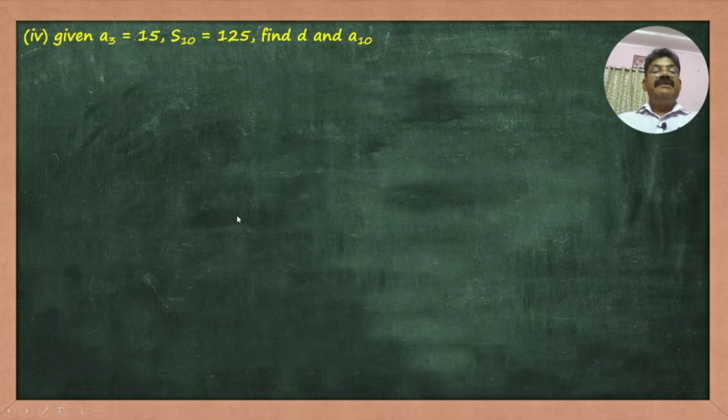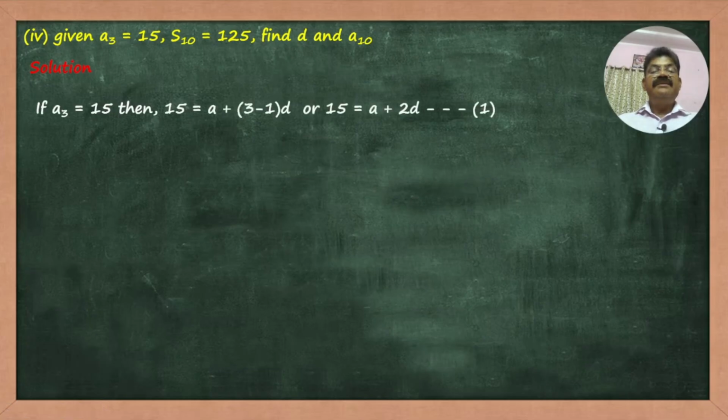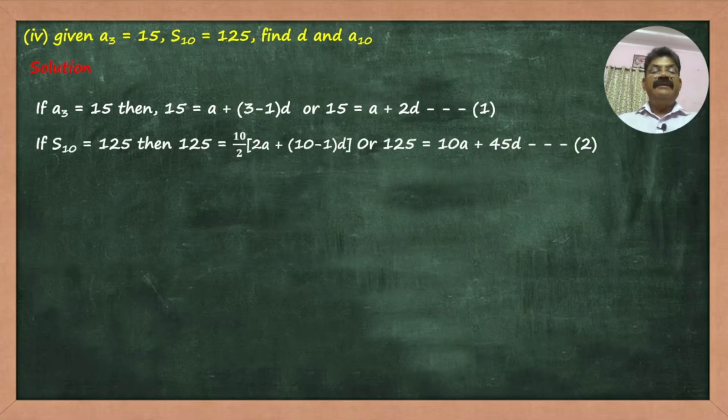Fourth problem. Given A3 is equal to 15, S10 is equal to 125. Find D and A10. So A3 is equal to 15 gives 15 is equal to A plus 2D. You call this equation 1. S10 is equal to 125. This gives 125 is equal to 10A plus 45D. You call this equation 2.